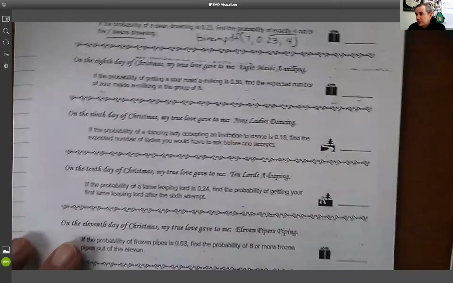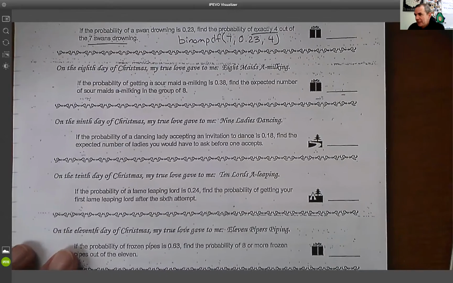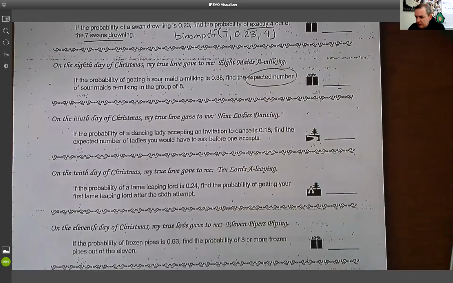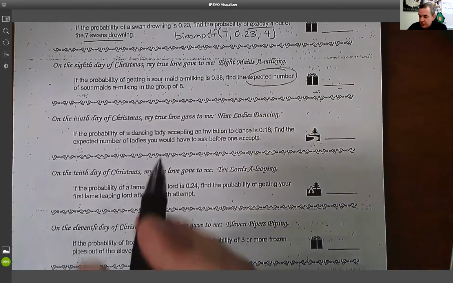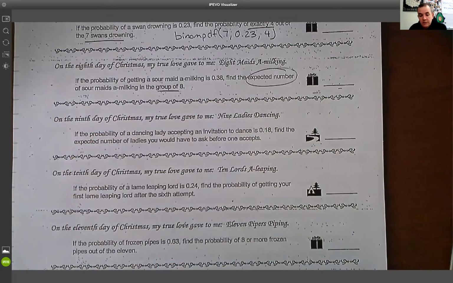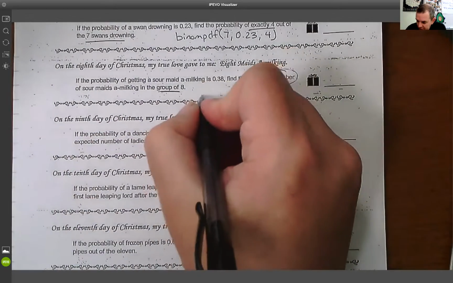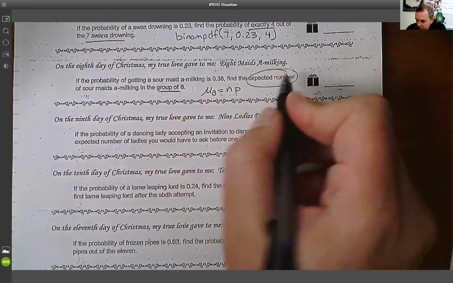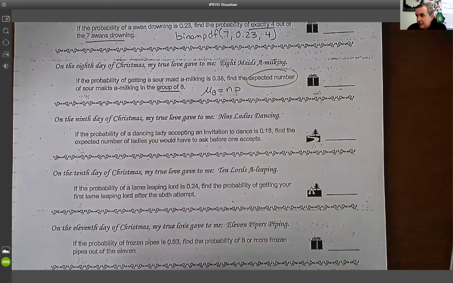On the 8th day of Christmas, getting a sour made in milking, find the expected number. So in this case, this is going to be asking for a mean. So it's going to be either mean of binomial or mean of geometric. It says out of 8, so we're going to go out of all of the 8. So this is going to be that mean of a binomial. So it's going to be n times p, so 0.38 times 8.